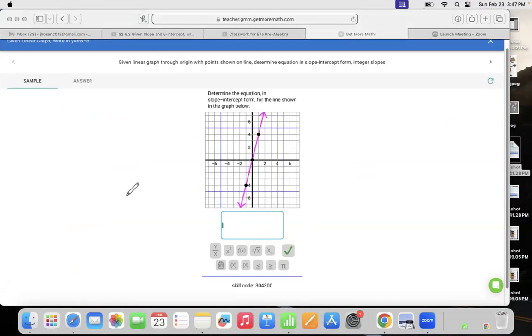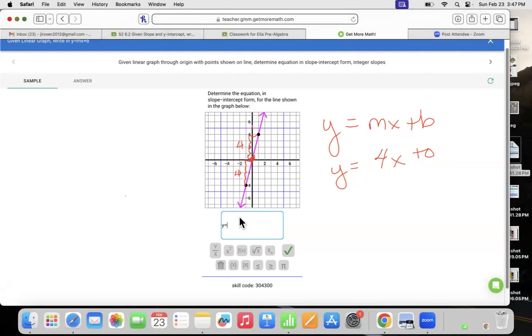Okay, so again, we're going to go with y equals mx plus b. And it's right here at the 0, so it's plus 0. And our slope is going up 1, 2, 3, 4 over 1. So it's going to be 4 over 1, which is 4. So y equals 4x plus 0. And we're just going to put y equals 4x.